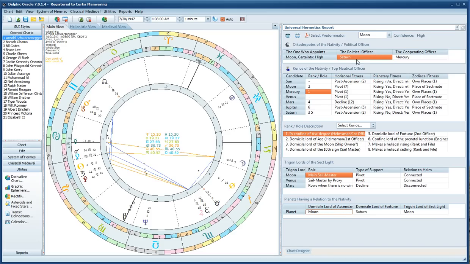So we notice that Saturn is the main lord here. Now, you might say, what on earth does Saturn have to do with what Arnold Schwarzenegger's life's about? Well, the main thing that he's done with his life is acting. The other thing that he did was bodybuilding.